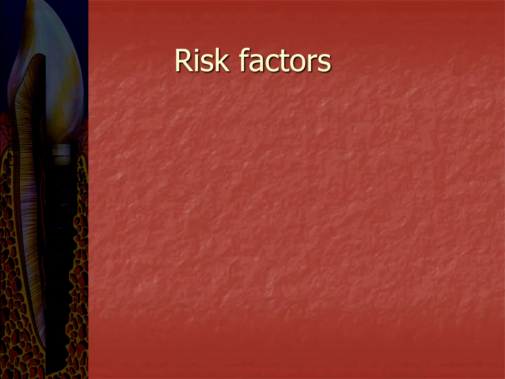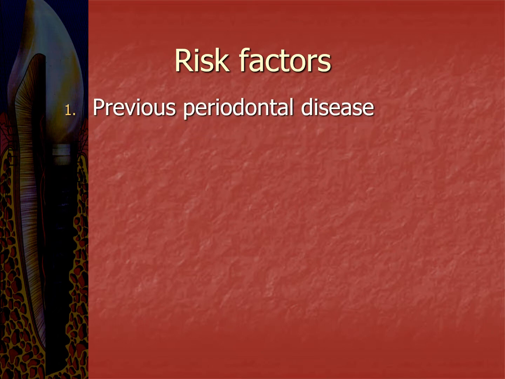Next, coming to the risk factors for peri-implantitis. So the first one is previous periodontal disease. Studies show that patients with a history of aggressive periodontitis are susceptible to peri-implantitis. So there is a positive correlation between previous periodontal disease and peri-implantitis. The next risk factor is poor plaque control. We have already said that many authors assume peri-implantitis to be plaque induced, and this is the most important risk factor in peri-implantitis.